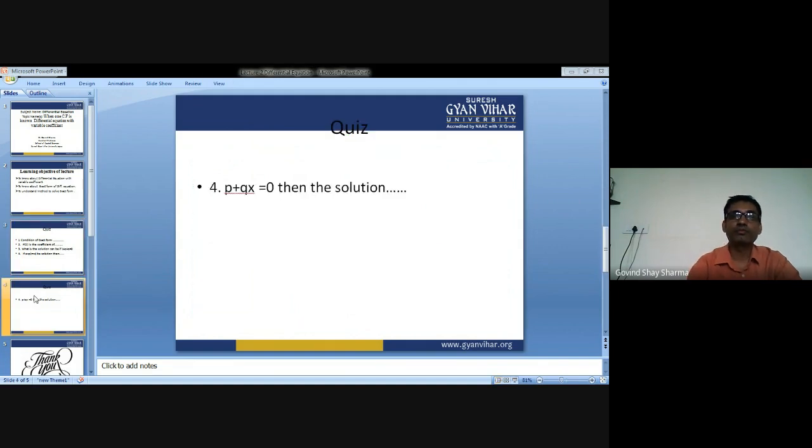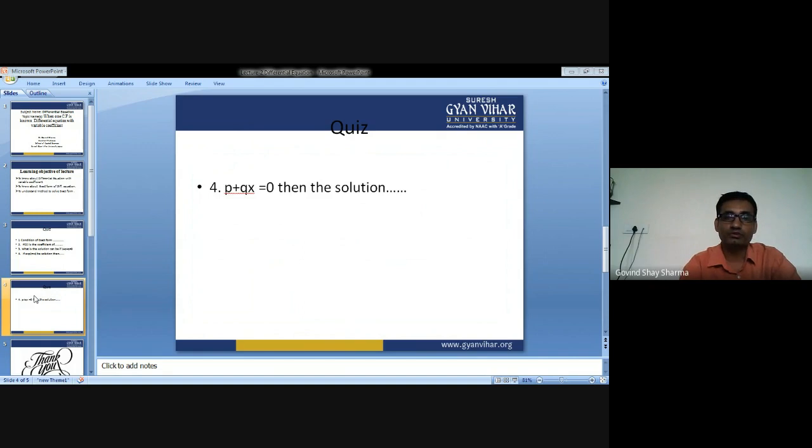Now if p plus qx is equal to 0, what is the solution? Actually I told you m(m minus 1) plus pmx plus qx square is equal to 0. Here we put m is equal to 1, so the first term becomes 0, leaving px plus qx square equal to 0. We take x common, and it becomes p plus qx is equal to 0. And the solution is y equal to x to the power m, but here m is equal to 1, so the solution is y equal to x.